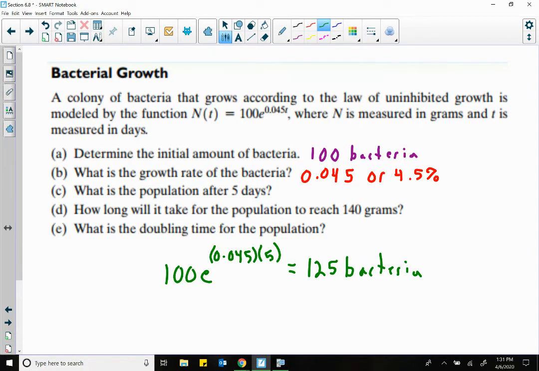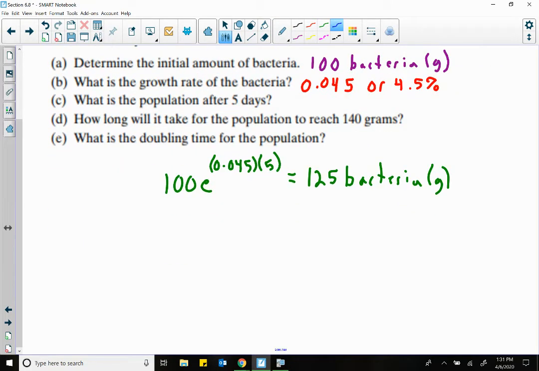So moving on to the next one. This one says, how long will it take for the population to reach 140 grams? See, I knew this was in grams. So this should be probably 100 grams of bacteria, okay? And this should probably be 125 grams of bacteria, okay? Grams, okay. So now for D, we're just going to set that equation we had equal to 140.